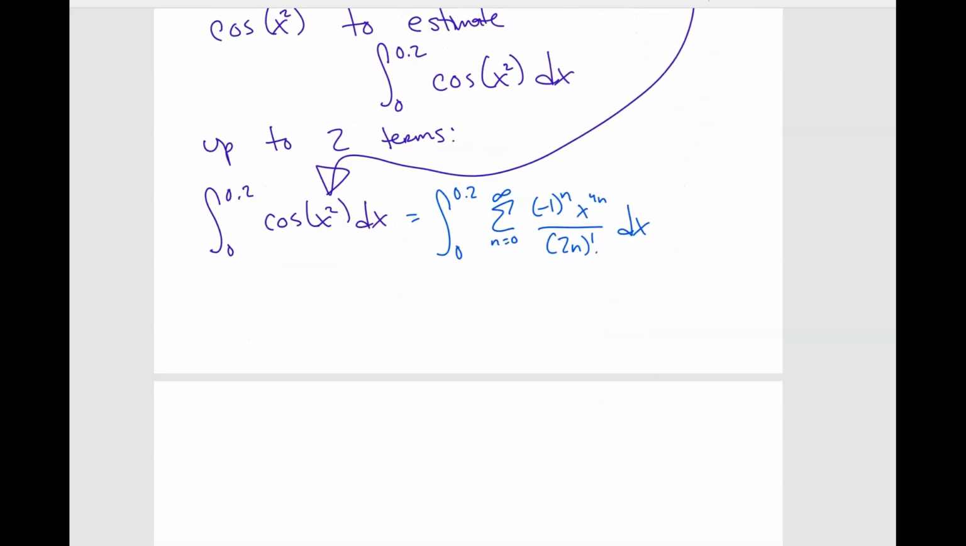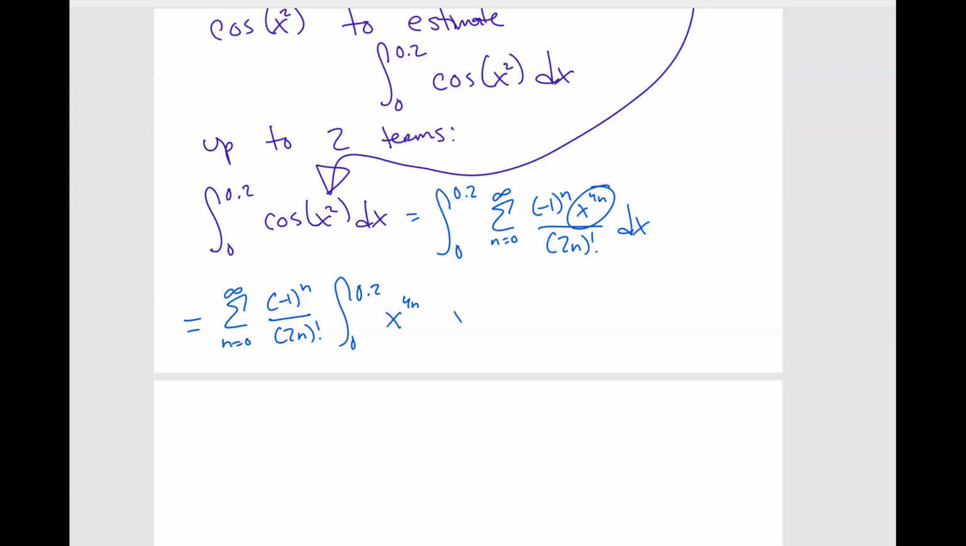And now what we're going to do is take out everything that doesn't have an x. First of all, the sum doesn't have an x. The negative 1 to the n doesn't have an x. This has an x, so it's going to stay. You have a 2n factorial, which doesn't have an x. So the only thing that's left over is the x to the 4n. That's the only thing that's left over.